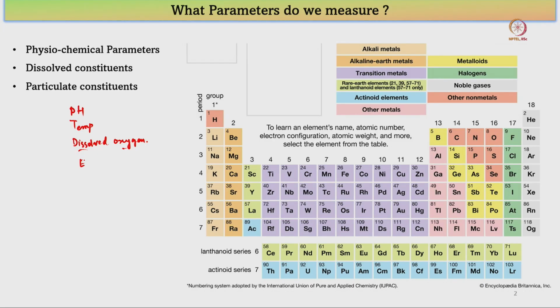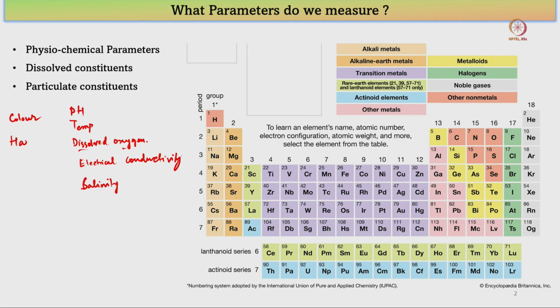So, dissolved oxygen is a very important parameter here. Then you can have electrical conductivity, or EC. Then salinity. Salinity is how salty that water is, how much NaCl or KCl is present in that water. So, salinity is a very important physiochemical parameter. It controls the ionic strength of water and therefore, a lot of ionic interactions.